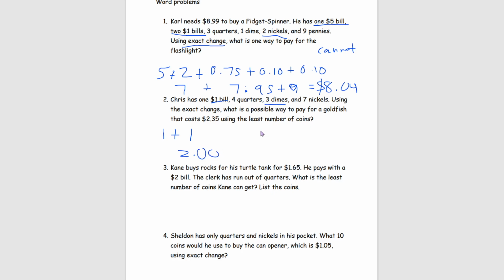We have 3 dimes, which is equal to 0.30. It's $2.30. And then we're missing just 5 cents, so we can just use 1 nickel, which gets us plus 0.05, and we get our answer of $2.35. And so our answer for this one is one $1 bill, 4 quarters, 3 dimes, and 1 nickel.